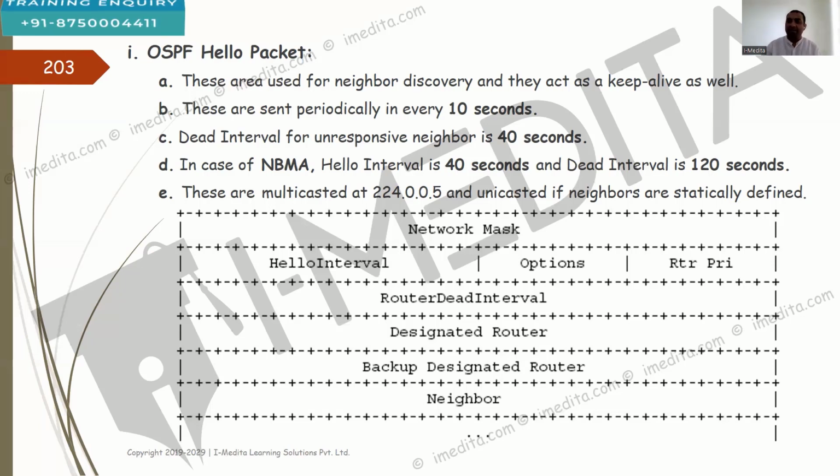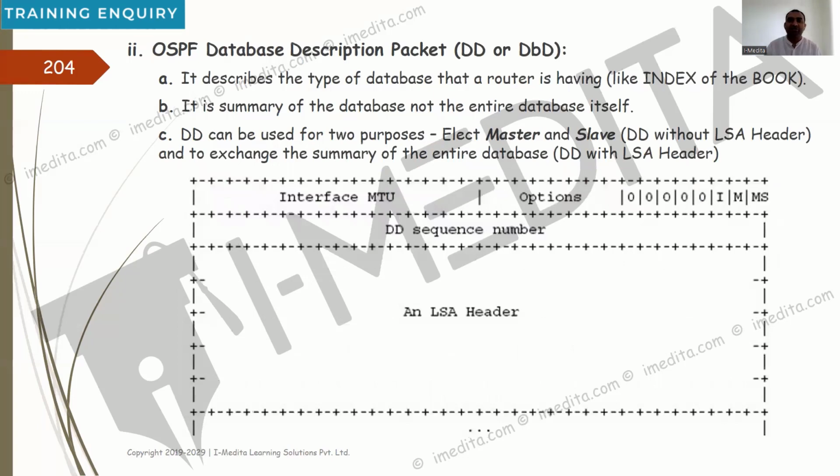Then the next packet that we have is the DBD, database description packet, which is really important. For example, if hello packets were exchanged between the routers and the routers agreed to build the neighborship because all the parameters were matching, then thereafter they will start sending the DBD to each other. So DBD is nothing but it describes the database.